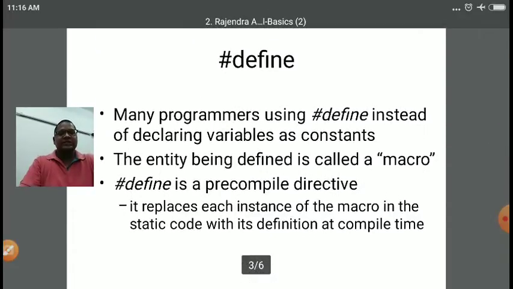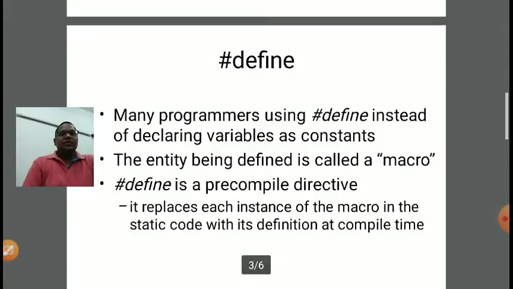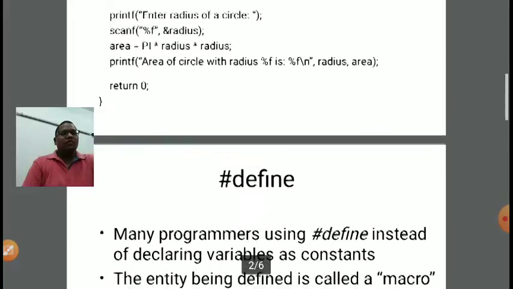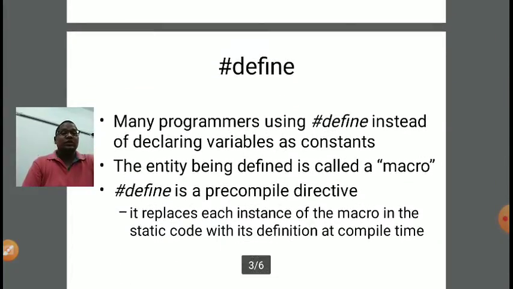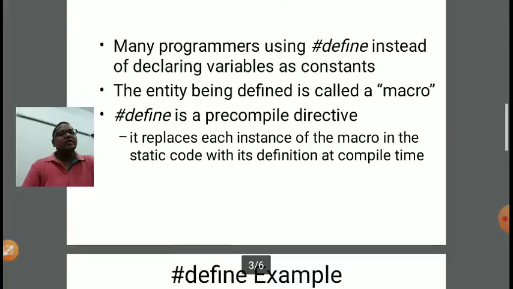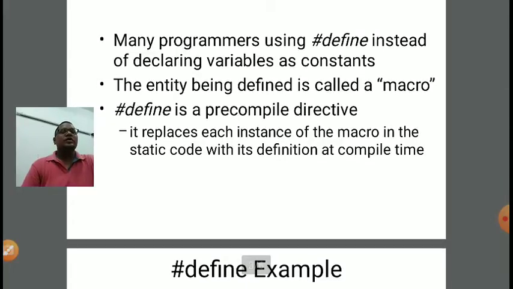Now the next concept is hash define. In the previous program, we used the constant variable pi. In place of const, we can use hash define also. Now what is hash define? Instead of declaring a variable as constant, we can use the macro concept. Hash define is basically a pre-compile or preprocessor directive. It replaces each instance of the macro in the static code with its definition at compile time. It means that while the program is being checked for errors, it will replace the macro name with the value of the macro.